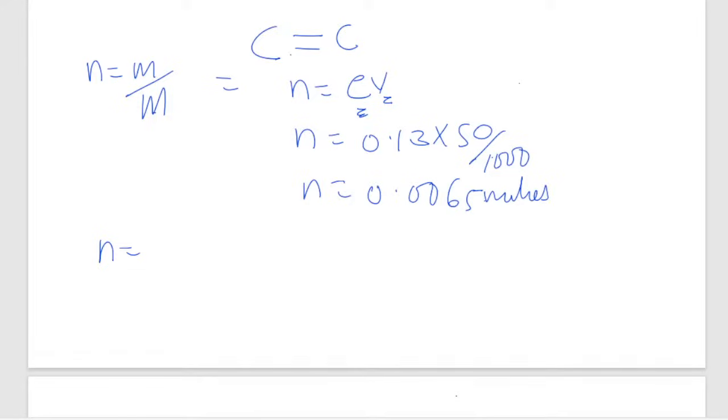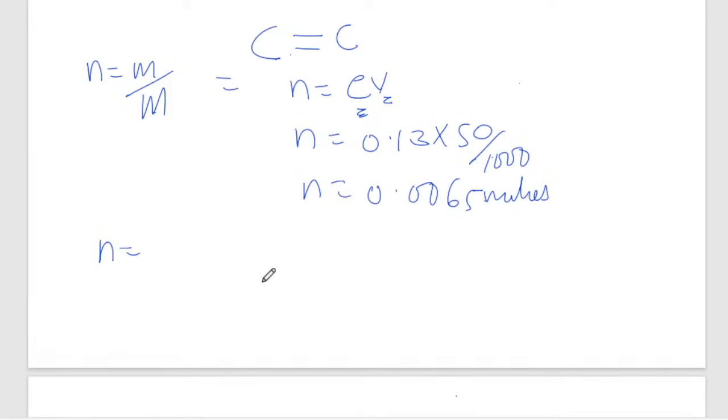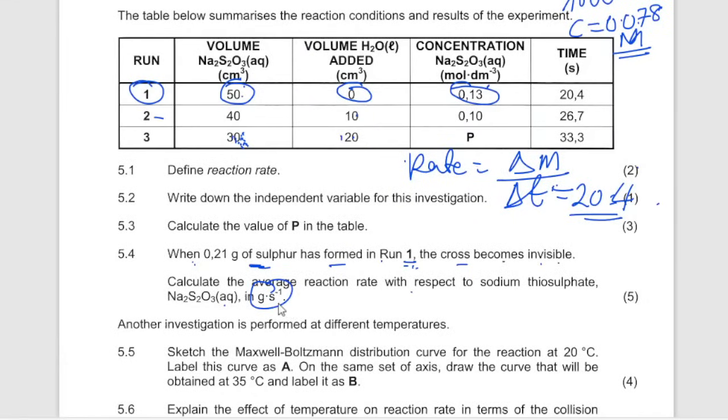We're saying that now we know the number of moles. So now number of moles in this case is going to be 0.0065, equal to the mass, which we don't know, over the molar mass. In this case, you have to look at the molar mass. Where's the molar mass?